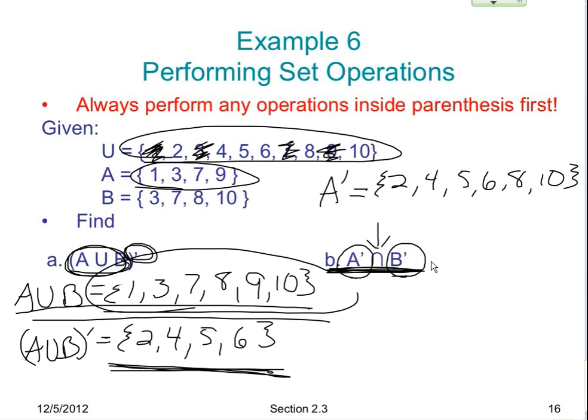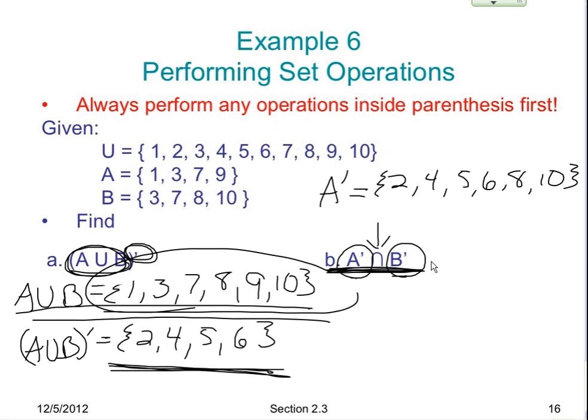We also have to find the intersection, or the complement of B. Sorry, complement of B first. So B complement. So 3 is in B, so we don't want that. We don't want the 7. We don't want the 8. And we don't want the 10. So anything that's outside of that. So we have 1, 2, 4, 5, 6, and 9.